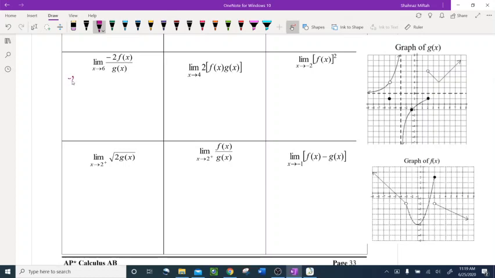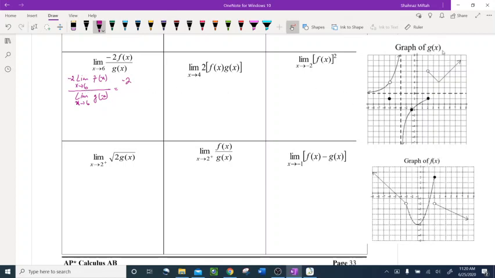Negative 2 is going to stay as it is, and I'm going to write it outside where I'll distribute my limit. Limit as x approaches 6, and this 6 means left and right both, of f of x, and then you divide by the limit as x approaches 6 of g of x. Now let's figure it out. Negative 2 is going to stay as negative 2. Limit as x approaches 6 of f of x.